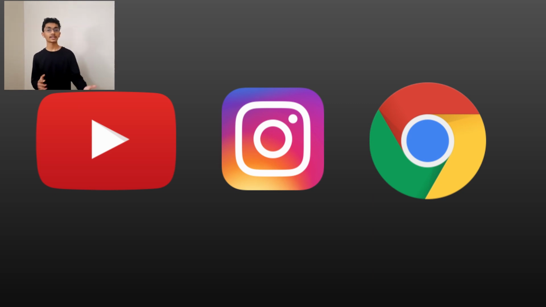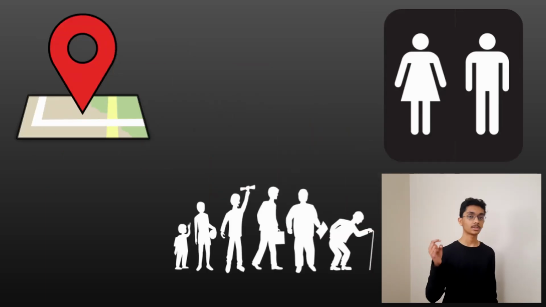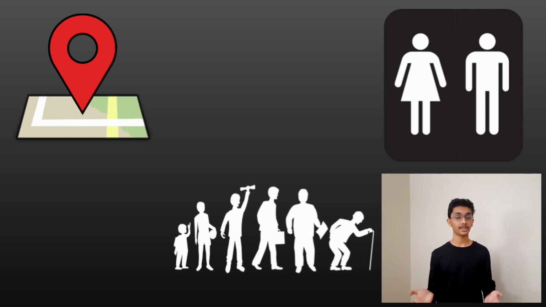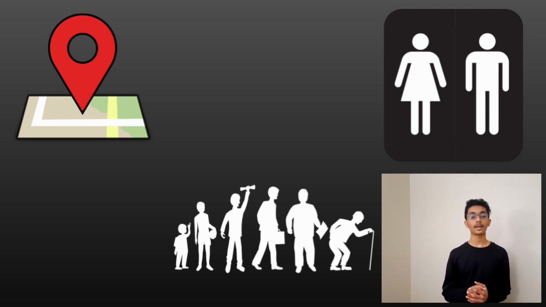So companies must collect data in order to offer free services to us, since they're companies after all and they need to make a profit. So companies may collect information such as someone's location, someone's age, someone's gender, someone's interests, and more to make a profit. So you may wonder, how do they do that?